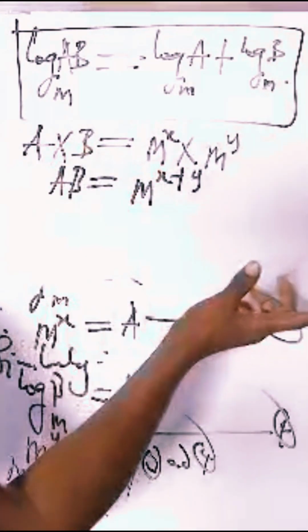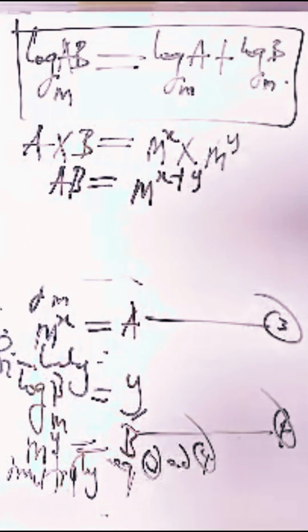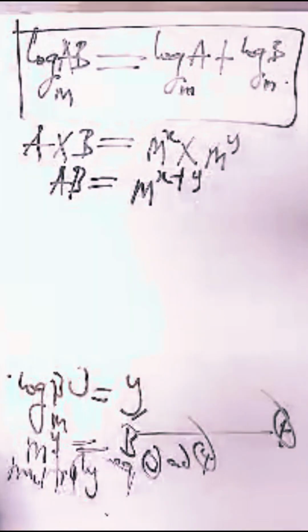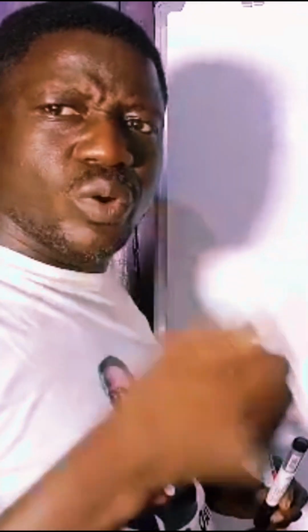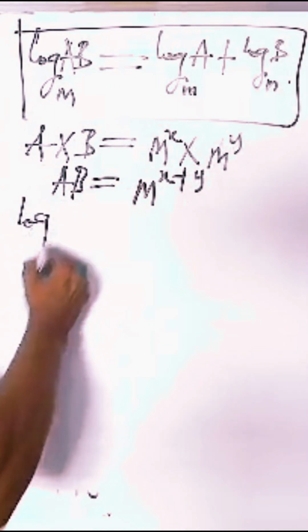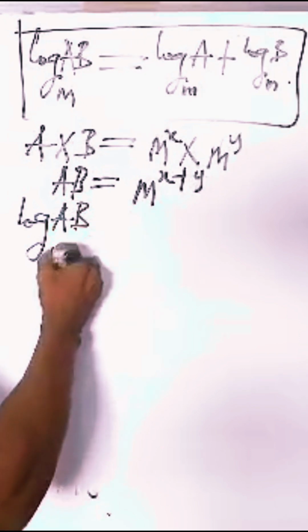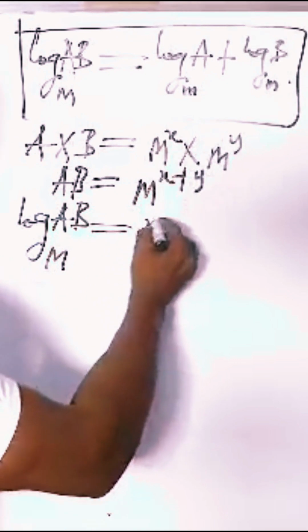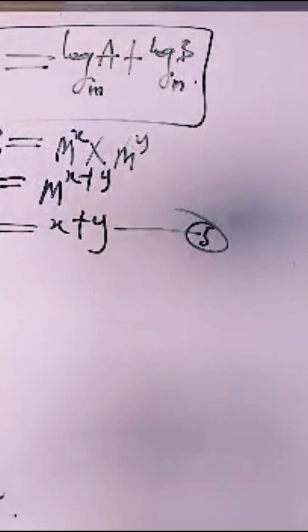Now, reinterpreting this, like I said before, we have AB is equal to m raised to x plus y. Going again by the definition of logarithm that I gave before, the log of a number to a particular base is defined as the power to which the base must be raised in order to obtain the number. This can therefore be interpreted as the log of AB, the product of 2 factors, to base m must produce the exponent, which is x plus y. I call this equation number 5.